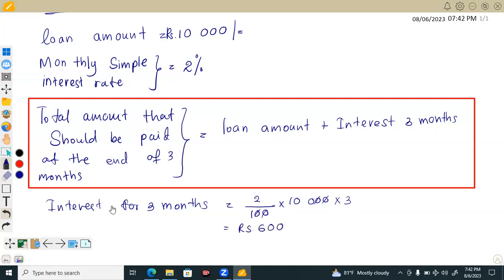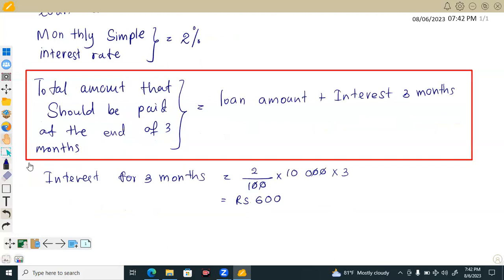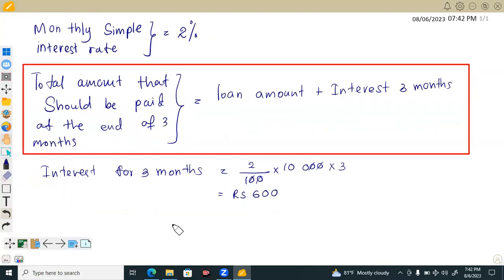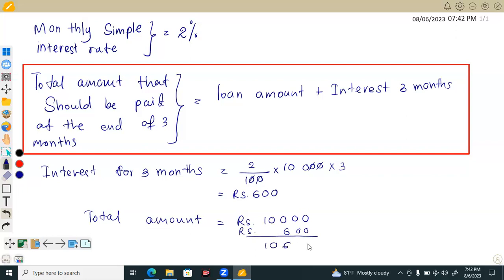Okay. Then total amount that should be paid for 3 months at the end of 3 months is equals to 10,000 rupees plus 600. Very low interest. ගොඩක් අඩු interest එකක් නේද? 10,600 has to be paid.